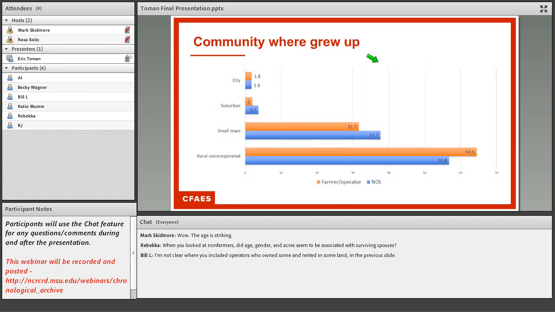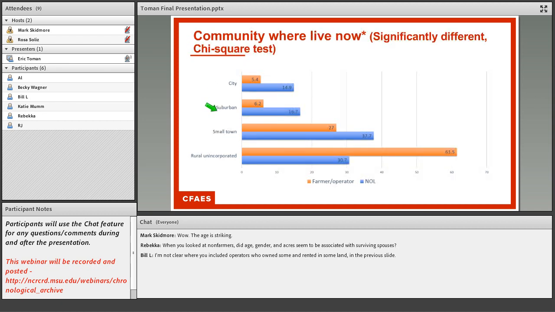These next couple of slides I think are fairly interesting too. We had questions about where people grew up and where they live now. With these, this was not significantly different, although you can see maybe some apparent differences here, but not significant differences because of the variation. The majority of people grew up in either rural unincorporated or small towns, very few in suburban or cities. But this is where we also asked where they live now, and this was significantly different.